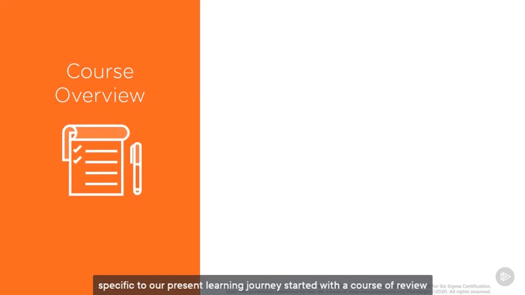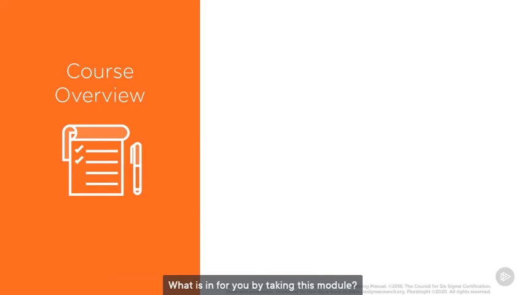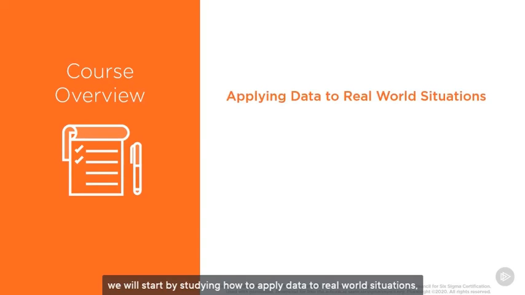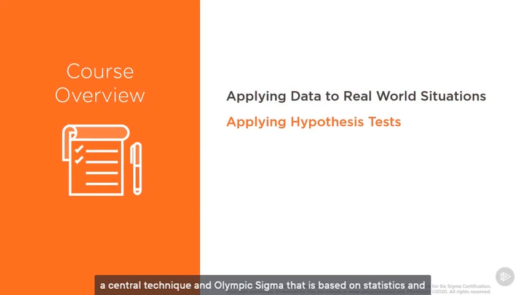Our present learning journey started with a course overview module, where I detailed all other modules in our training. However, let's quickly review our course's structure once more before I present what is in store for you in this module. So in this course, we will start by studying how to apply data to real-world situations, which is fundamental for those aspiring to lead Lean Six Sigma initiatives, since improvement projects will focus on actual problems. However, this is not going to be a hands-on module, but rather a presentation on the most widely adopted types of statistical distribution. We'll also study how to apply hypothesis testing, a central technique in Lean Six Sigma that is based on statistics and helps teams define what is a problem and what is not, as well as validating improvements and alternatives.